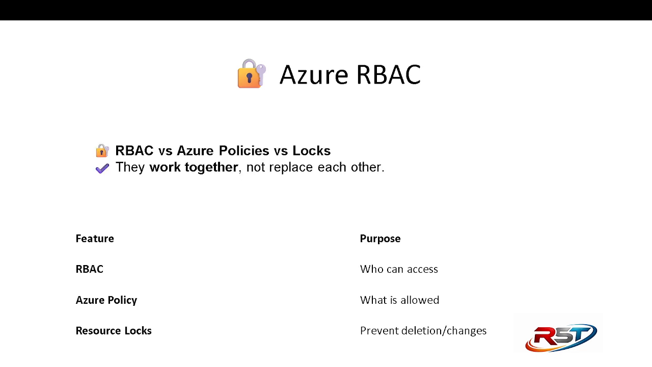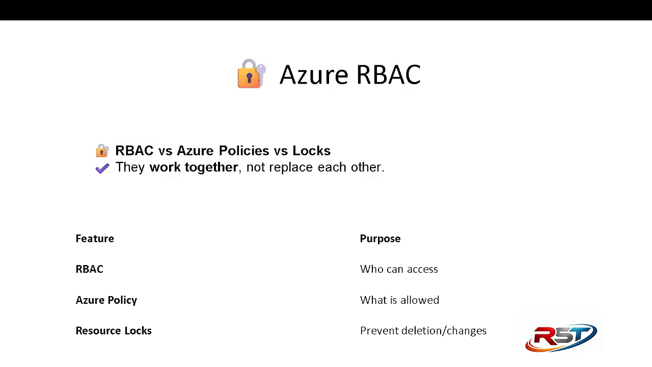RBAC versus Azure Policy versus resource locks. They work together, not replace each other. So when you are working with RBAC, you can see Azure Policy plus locks also; they work together but do not replace each other. They work for different purposes. Each one has a unique purpose.